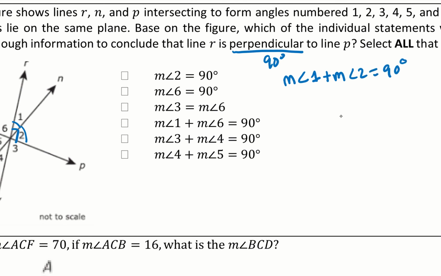Well, if angle 1 and angle 2 have to add up to 90, then that means angle 2 cannot be 90. So this is already false, unless angle 1 is 0, which we're not assuming, because we have an angle here. It actually exists. It's not 0.